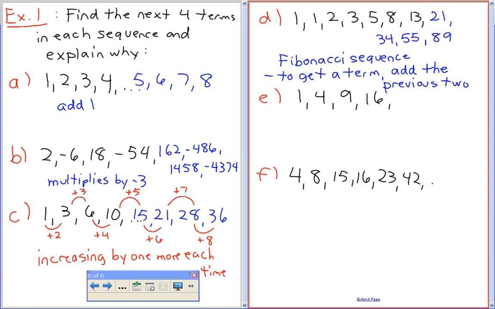Okay, letter E. Someone new, please. Somebody new. Go. It's 25, 36, 49, 64. Yeah, how'd you get that? It's odd numbers.